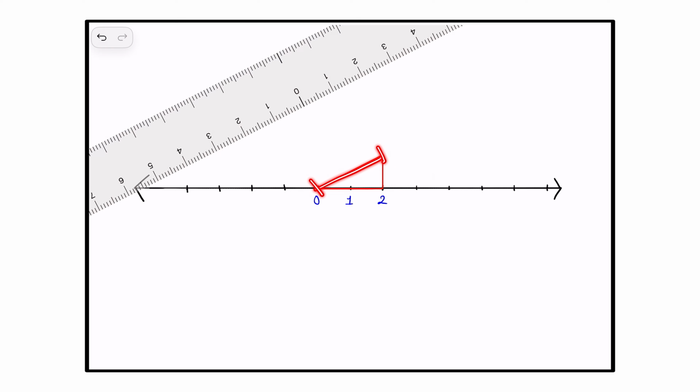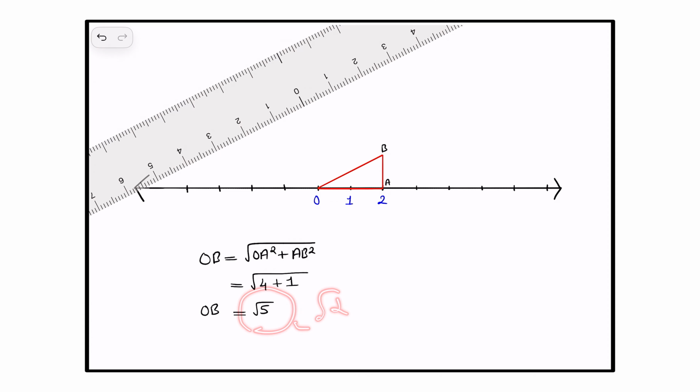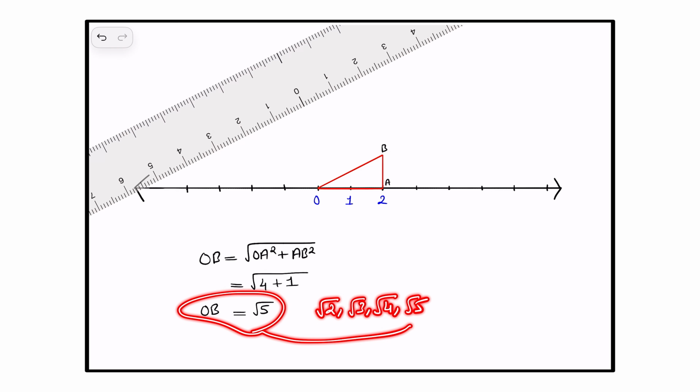So what will be the value of this hypotenuse? Let's say I name this right angle triangle as OAB. OB will be equal to square root of OA square plus AB square, and value of OA is nothing but 2 unit, and OA square will be 4 plus AB square will be 1, and together OB will be root 5. So instead of plotting root 2, then root 3, then root 4, then root 5, I directly jump to plot root 5 with the triangle.